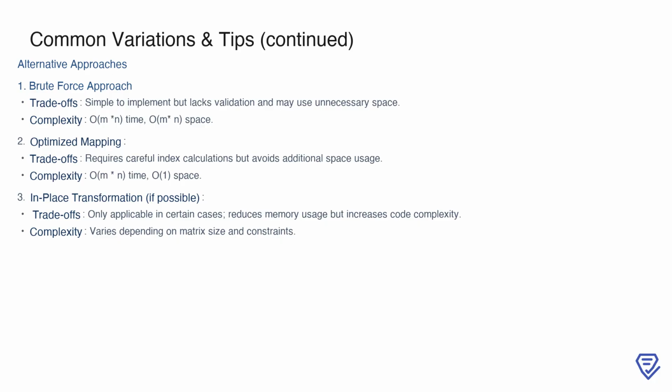A more optimized approach focuses on direct mapping of indices, avoiding additional space usage. This requires careful calculations to ensure the correct placement of elements, but it achieves optimal space complexity with O(m*n) time and O(1) space. Lastly, in some scenarios, an in-place transformation might be possible. This approach minimizes memory usage but can significantly increase code complexity. Its feasibility depends on the constraints and size of the matrix, and its complexity varies accordingly. Choosing the right approach depends on the problem's specific requirements and constraints.